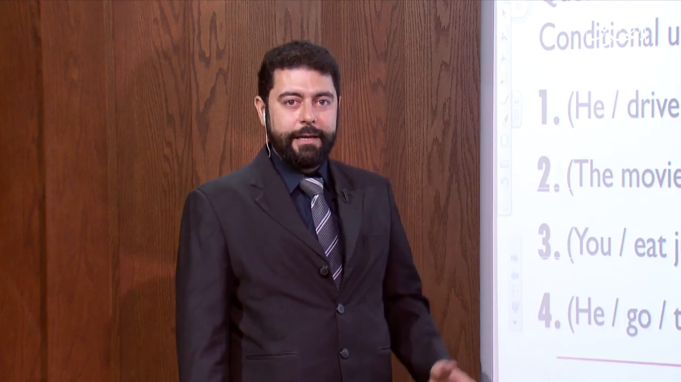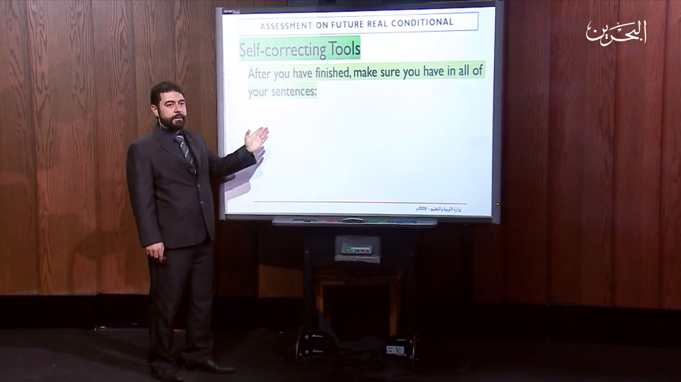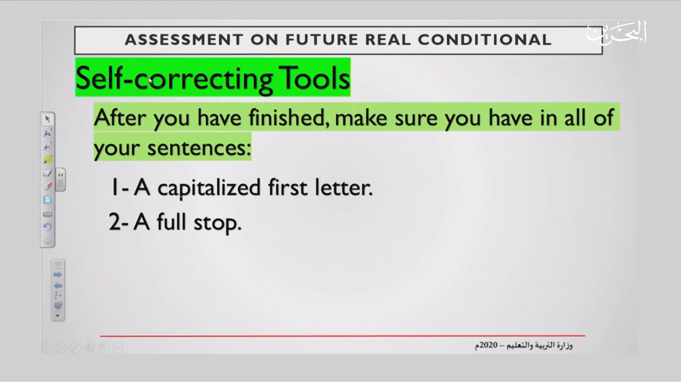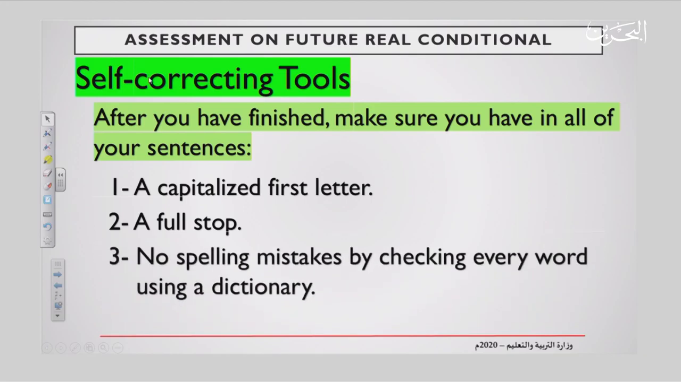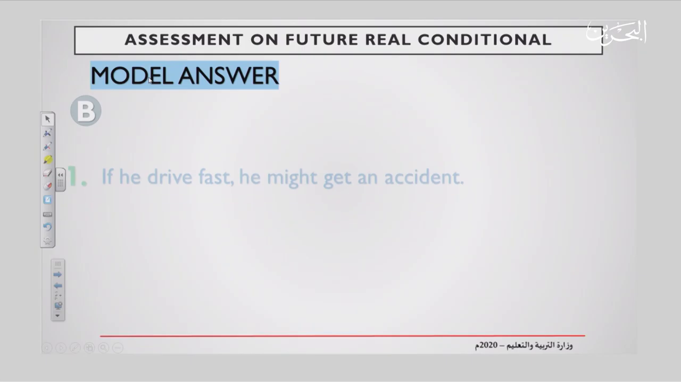Welcome back. Now let's take a look at the model answer. Before you do that, you have the self-correcting tools. After you have finished, make sure you have in all of your sentences the following. Number one, a capitalized first letter. Number two, a full stop. Number three, no spelling mistakes, by checking every single word using a dictionary. Number four, no grammatical errors, by reviewing the lesson. Now let's take a look at the model answer.